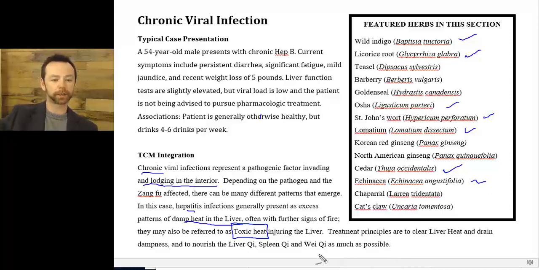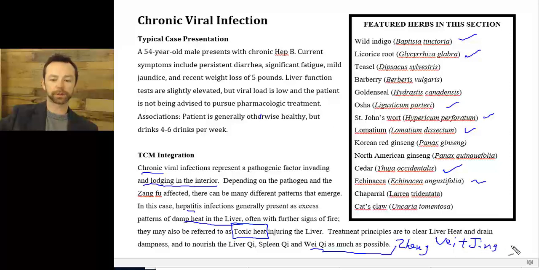Here we're going to clear liver heat, we're going to drain dampness, we're going to nourish liver, spleen, and the Wei Qi. Now, we've talked before in a couple different places also about the Zhang Qi, which is Wei plus Jing. So that, of course, equals kidneys as well. So that will play a role.